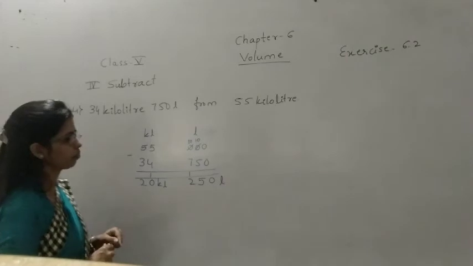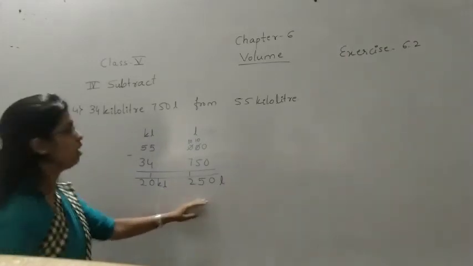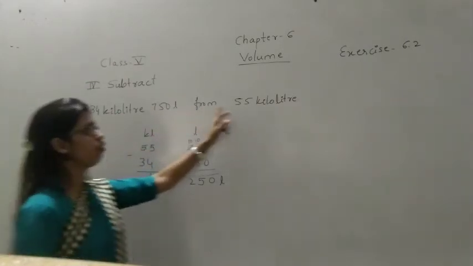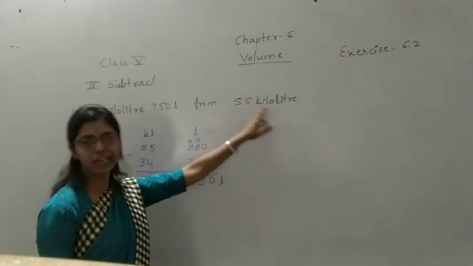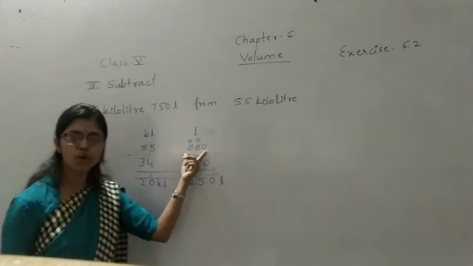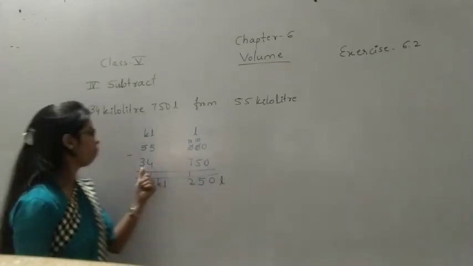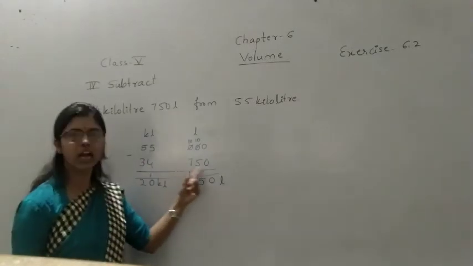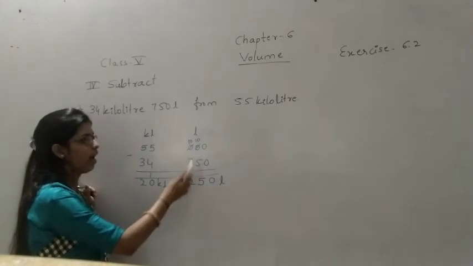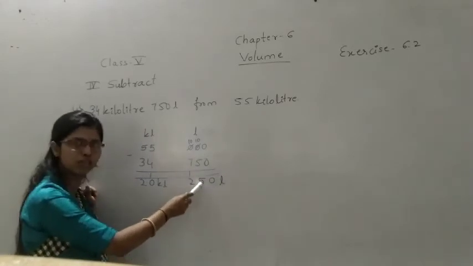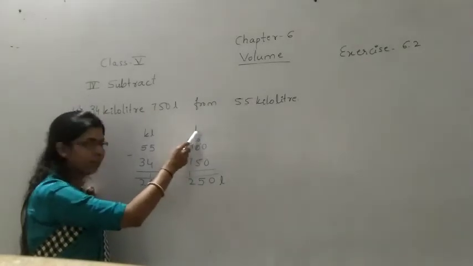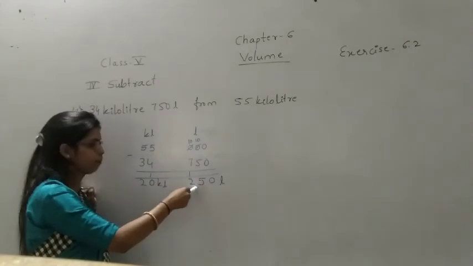What is the question? 34 kiloliter 750 liter from, we should subtract this one from 55 kiloliter. Because of that, first we should write the 55, and here there are no liters, so we write 000. And the 34 kiloliter 750 liters. 0 minus 0 is 0 only, and 0 minus 5 not possible. So we should take one carry. So 0 becomes 10. 10 minus 5, 5.